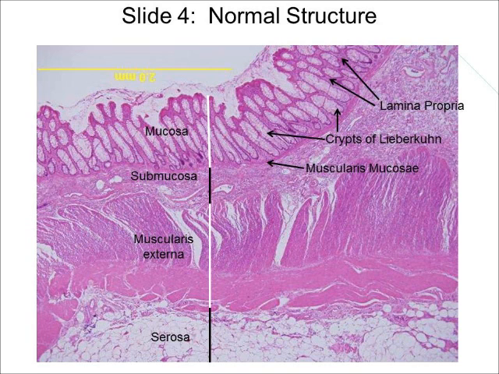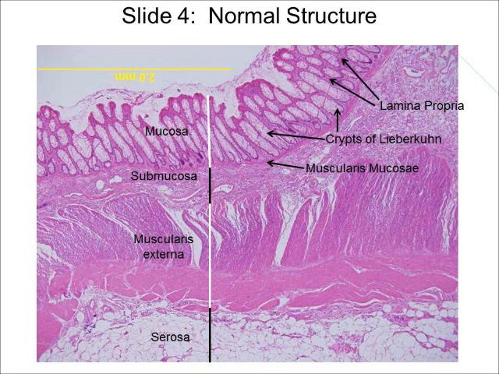This consists of 2 layers of smooth muscle oriented at right angles to each other, the circular and the longitudinal. Although difficult to observe at this magnification, between these 2 layers are ganglions, which are collections of neuronal cell bodies.